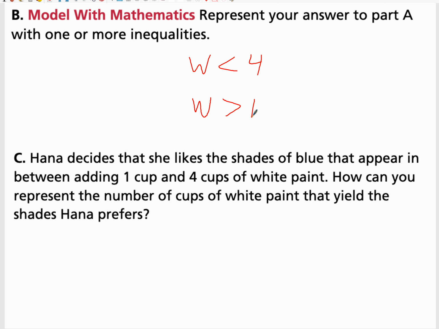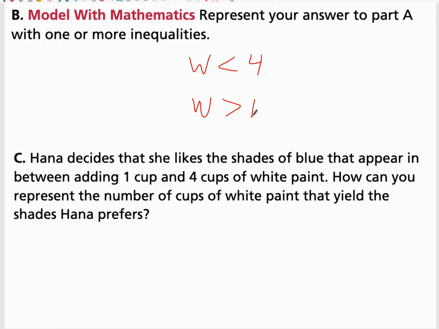All right. So Hannah decides that she likes the shades of blue that appear in between adding 1 cup and 4 cups of white paint. How can you represent the number of cups of white paint that yield the shades Hannah prefers? So we can actually write this one in 1 inequality. Bennett. Does it want us to write a graph? An inequality, not a graph. We will end up doing some number lines as we move along, so we can do this actually in 1 statement.